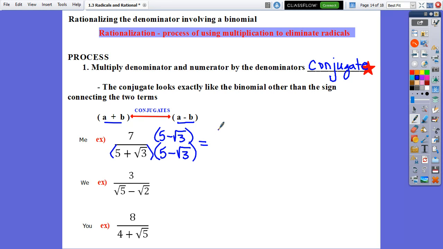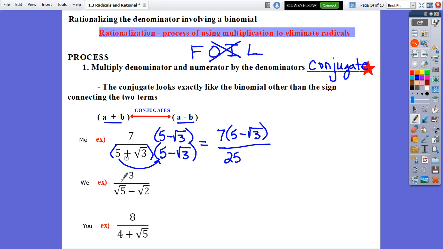Now, my recommendation is don't distribute the top just yet. In other words, leave that 7 out. On the bottom, because they're conjugates, you don't need to FOIL because the outer and inner are going to cancel out every single time. So all we got to do is FLUH. 5 times 5 is 25. Positive times a negative is negative. Square root of 3 times square root of 3 is the square root of 9, which is 3. And so we get 7. I'll probably end up distributing the 7 in just a moment, but for right now, let's leave it right here.